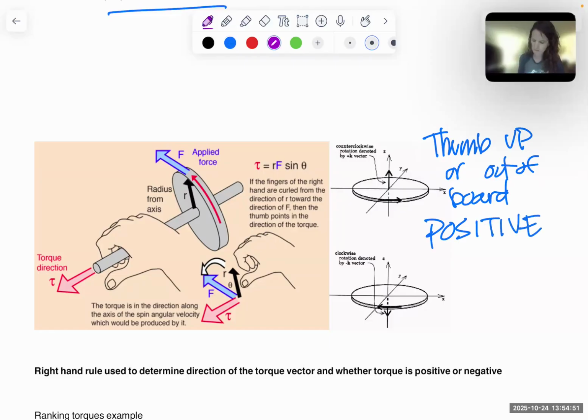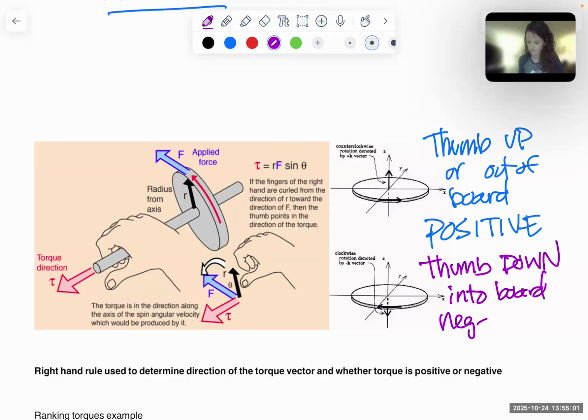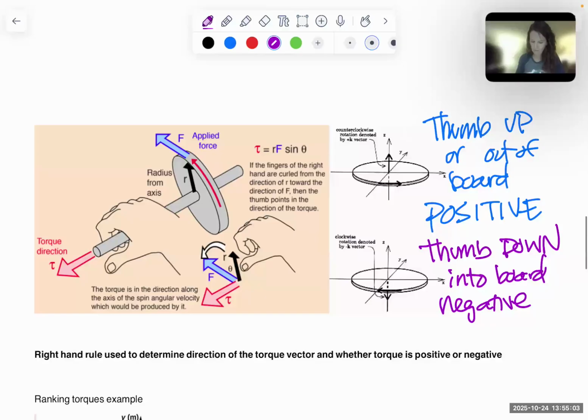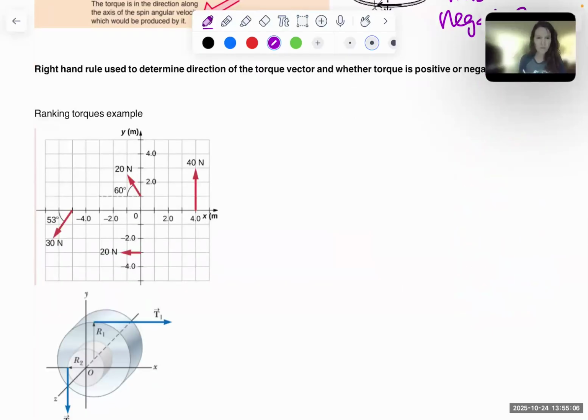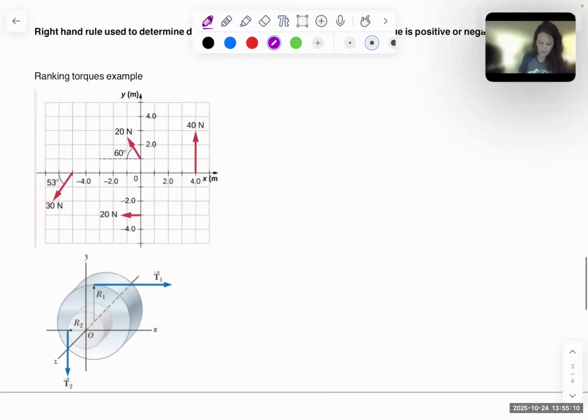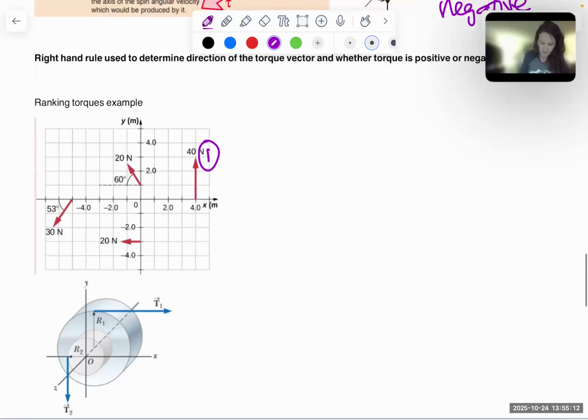And then similarly, if your thumb is down or into the board, it is negative. Okay, cool. So we're going to rank these torques. I'm going to label them each so we know what we're talking about. Oh goodness, it just moved. All right, come on back. So we have torque 1, torque 2, torque 3, and torque 4.